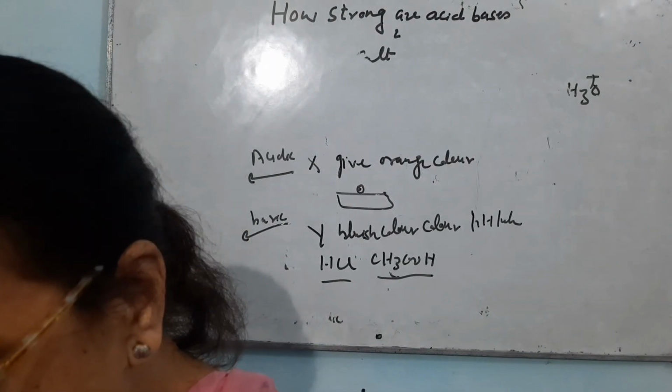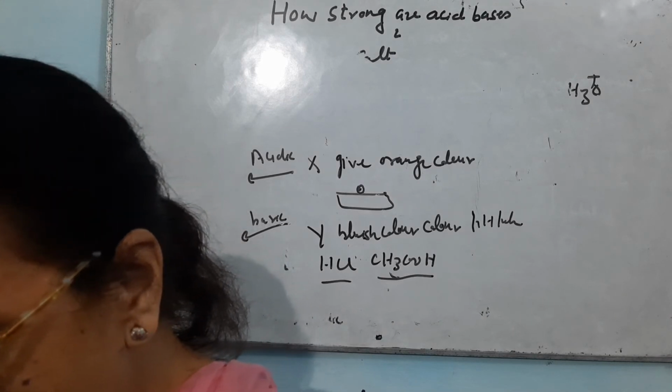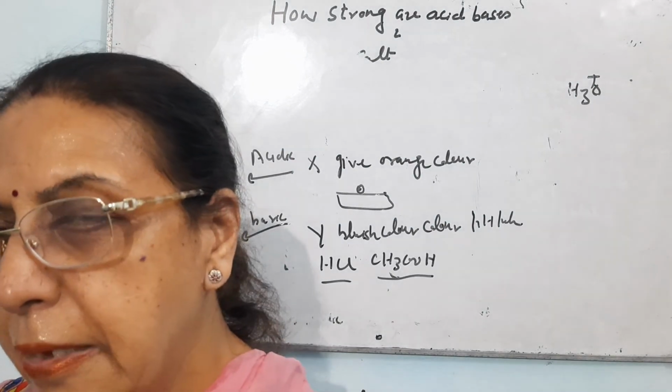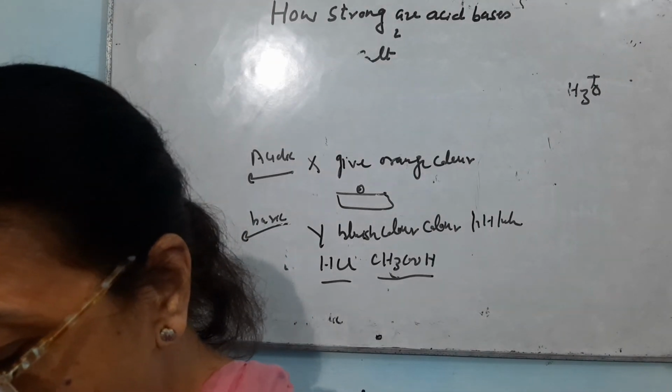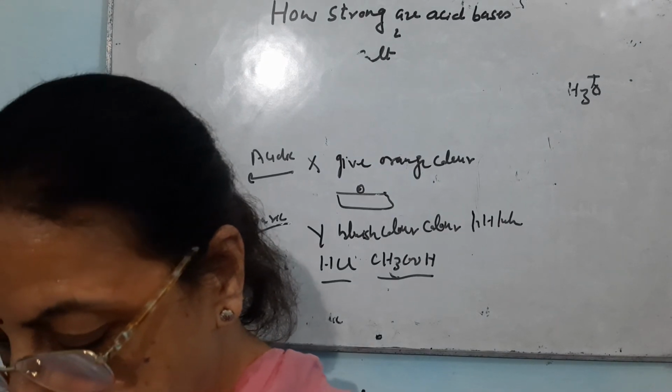Which oxides are acidic and which oxides are basic? Metallic oxides are basic and non-metallic oxides are acidic. You can very easily give examples of these.